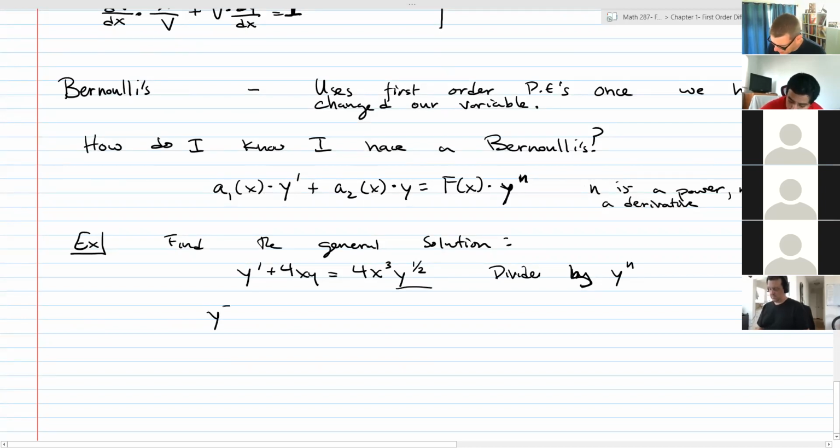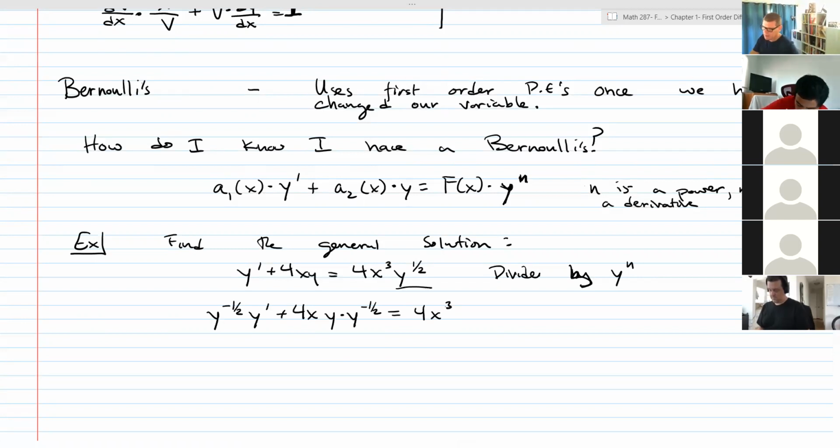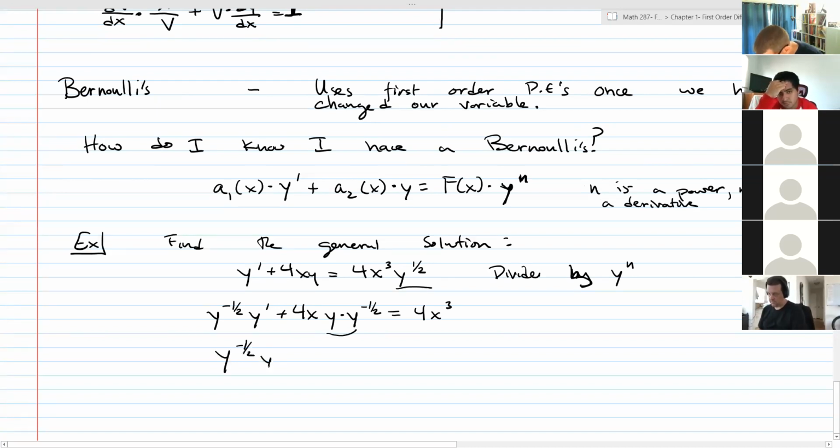So we're going to get y to the negative 1/2 y prime plus 4x y times y to the negative 1/2, and we'll get to that in just a second, equals 4x cubed. Now, the reason why Bernoulli's works, notice that when I multiply y times y to the negative 1/2, I get y to the negative 1/2 y prime plus 4x y to the 1/2.